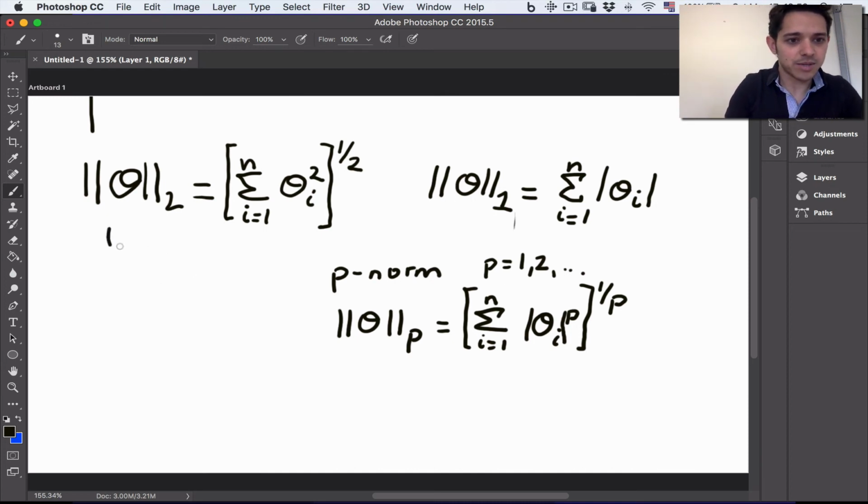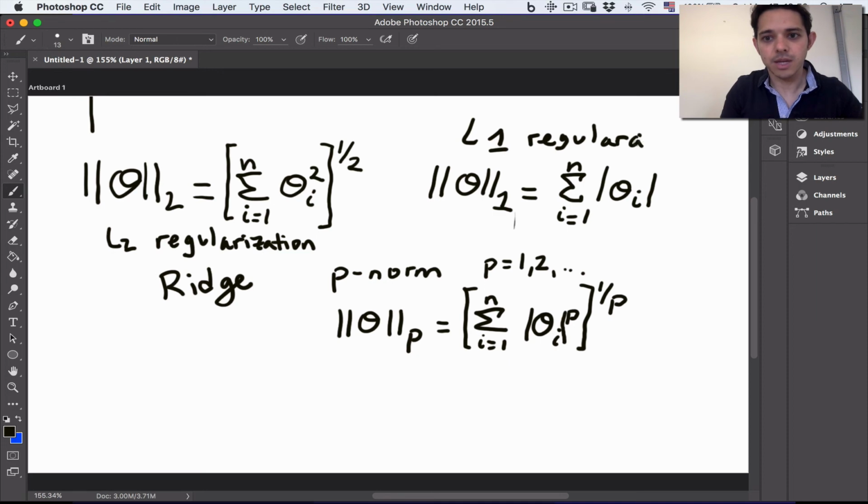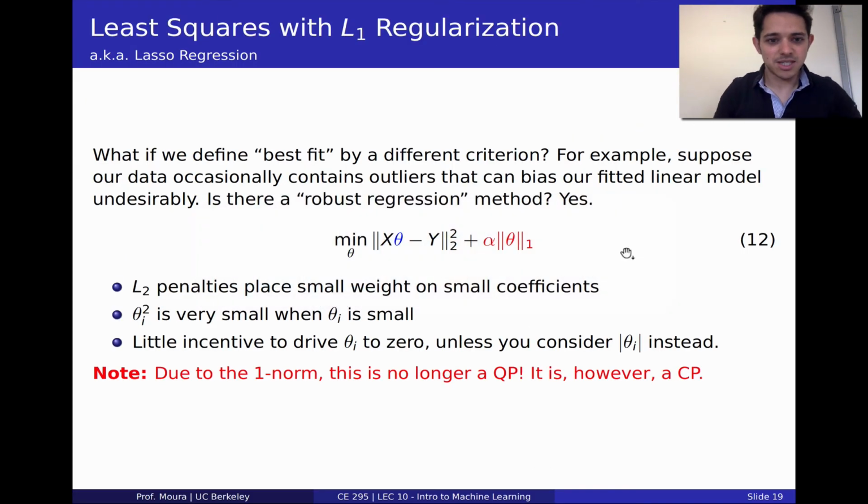So L2 regularization corresponds to the 2 norm. This is ridge, in the parlance of computer science, ridge regression. And L1 regularization corresponds to this 1 norm here, and in the parlance of computer science, they call that lasso. All right, I'll mention what lasso means a bit later.